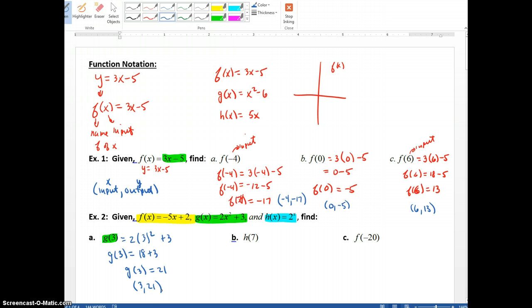Now letter B asks you to evaluate h of 7. So which function do I use? The yellow, the green, or the blue? Well, in this case I would use the blue. I would go to function h. Function h tells me to replace x with 7. So here I would do 2 to the 7th power. So when we go to our calculator and evaluate 2 to the 7th power, what do we get?